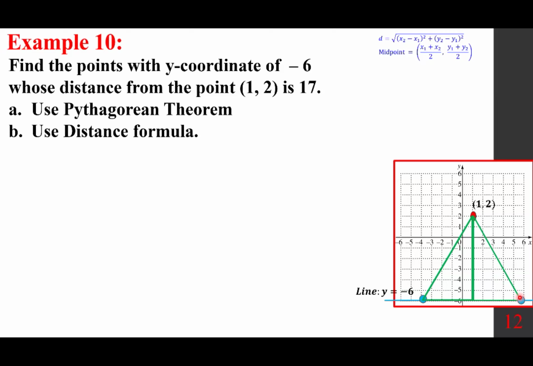So if we use the right triangle, the hypotenuse, this one or that one, doesn't matter. The hypotenuse is 17. Why is that? Because it says so. Find the points with y coordinates of minus 6 whose distance from the point 1, 2 is 17. So we know this distance is 17, it says so.